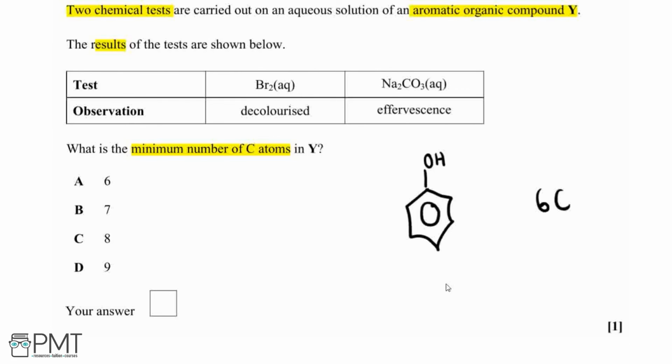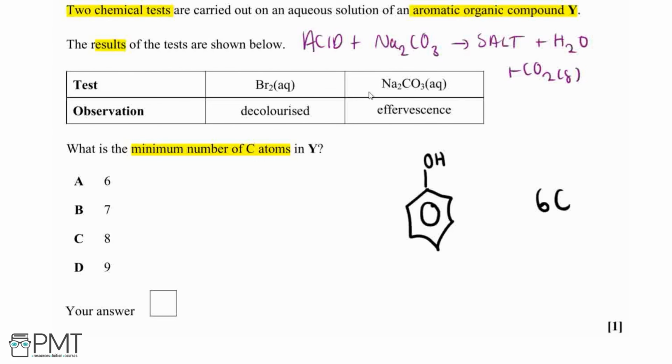So then for our second test, we've got some sodium carbonate aqueous, and we've been told that we've got effervescence. So for this sodium carbonate, this is a base, and for there to be effervescence, this means it's reacted with an acid of sorts. We've had an acid plus our sodium carbonate, and this will have produced a salt, water, and carbon dioxide gas, which is causing this effervescence mentioned. Now the phenol here is only weakly acidic, so whilst it can react with sodium hydroxide, it can't react with sodium carbonate because it's not acidic enough.